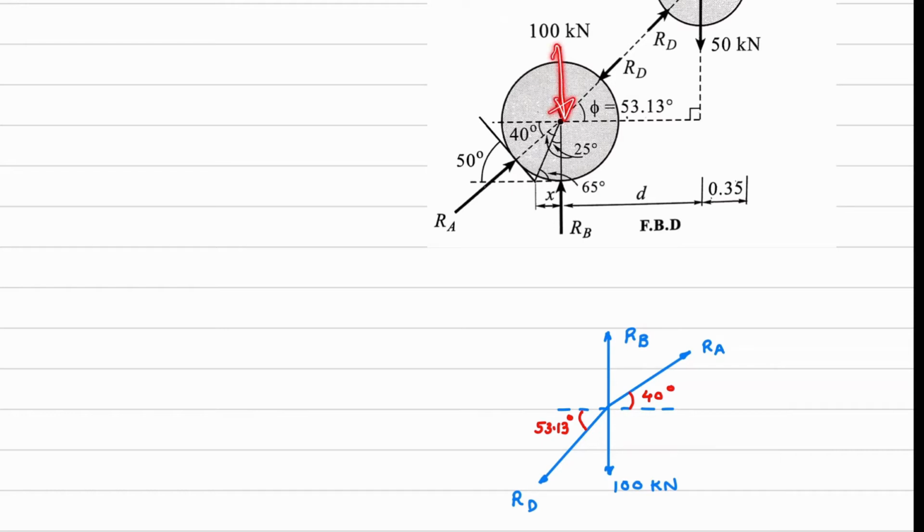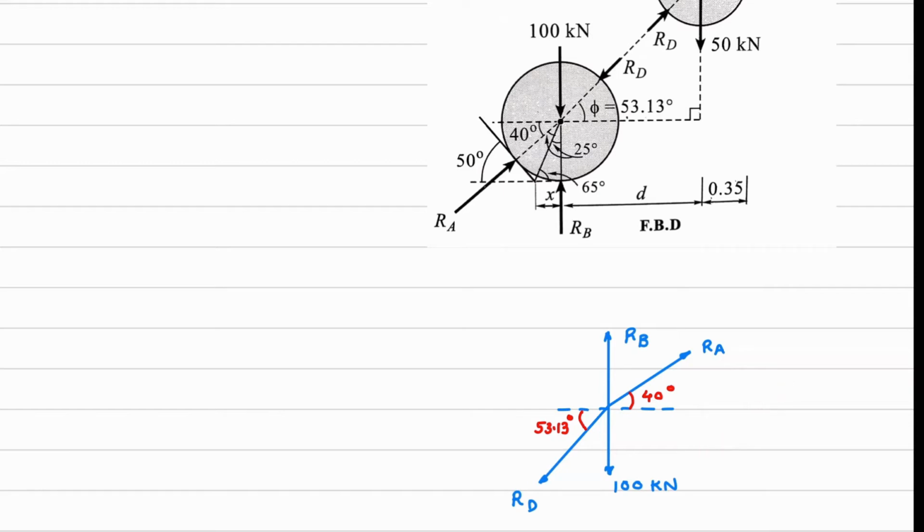So the 100 kilonewton force that is acting in downward direction, I have written over here as 100 kilonewton. Then RB is acting in upward direction, so I have shown RB over here. Then RA. Now, this RA, angle with respect to x-axis, how much is this? 40 degree. So this RA I have transferred on this side, and the angle of RA with respect to horizontal will be 40 degree. Then this is RD, I have transferred it on this side. And what is the angle of RD with respect to horizontal? 53.13. So this angle is 53.13. So this is the FBD of the bottom cylinder.